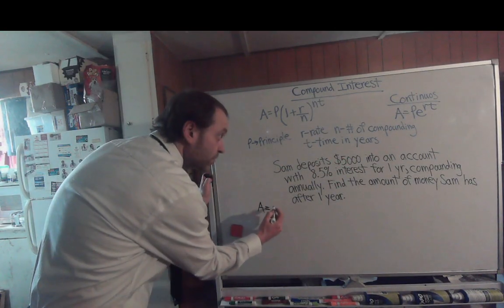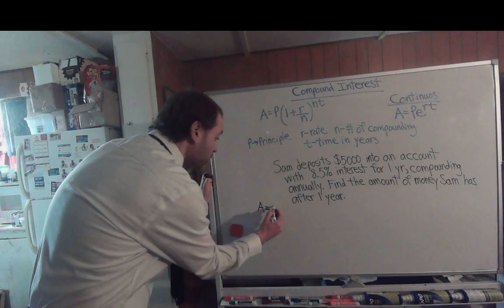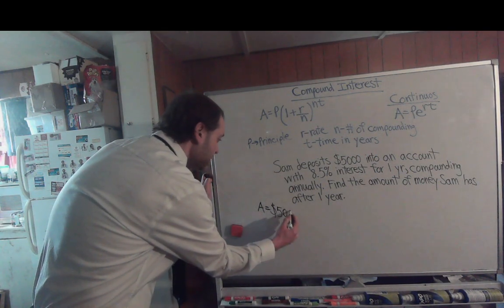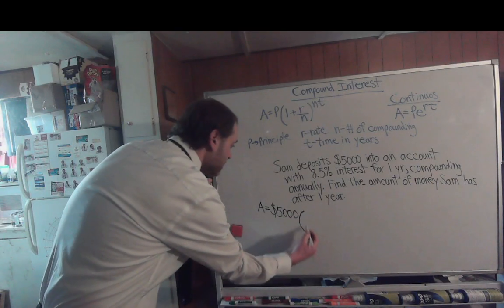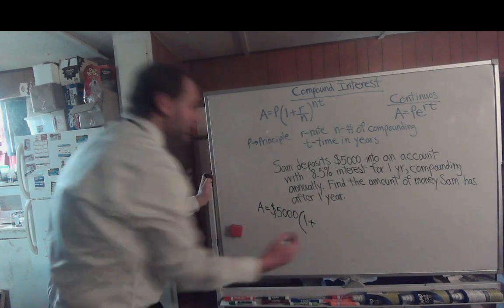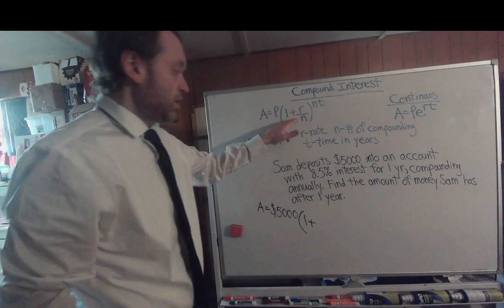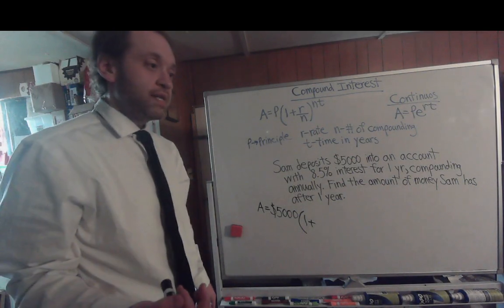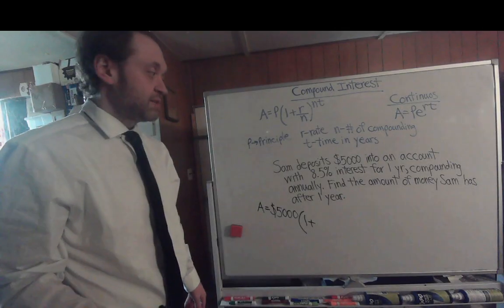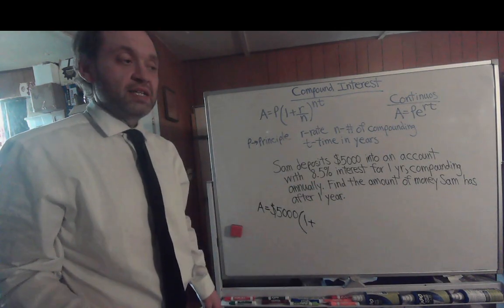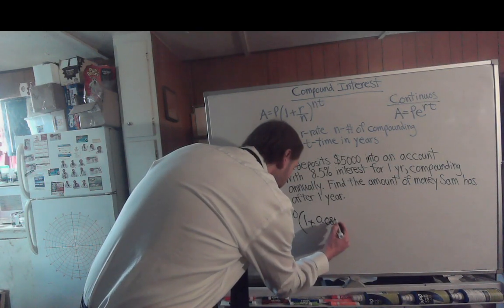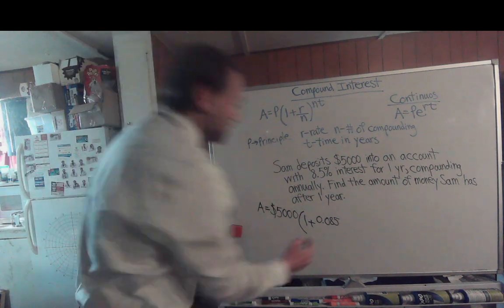So that's going to, of course, be $5,000 for the P. That goes where the P goes, times the quantity of 1 plus, now we got to find the rate, that R. It has 8.5% interest. Well, when you do the rate, you got to express it as a decimal. What is 8.5% as a decimal? It's 0.085, right? So plus 0.085 divided by the number of compoundings.